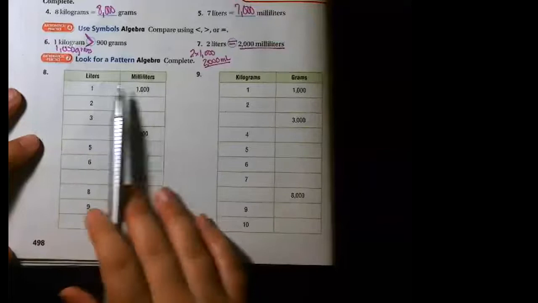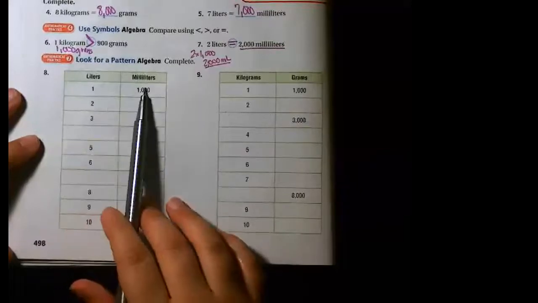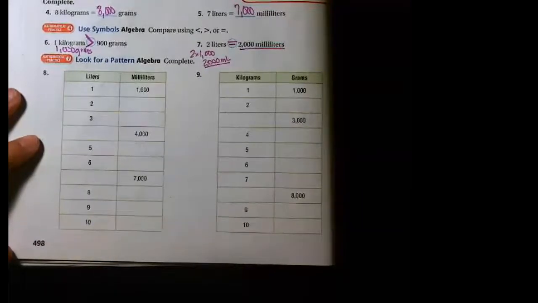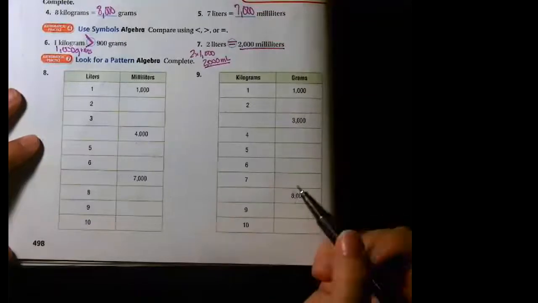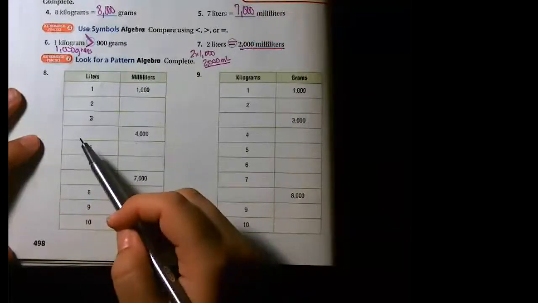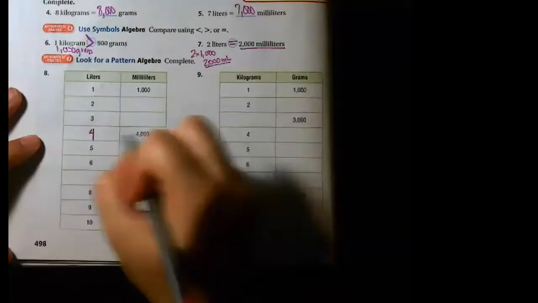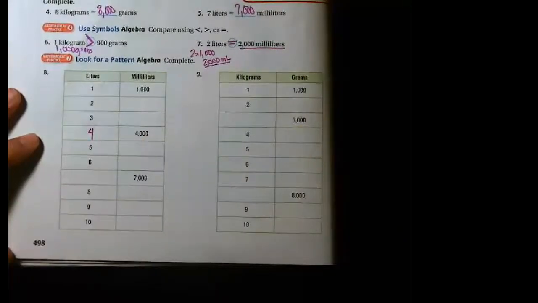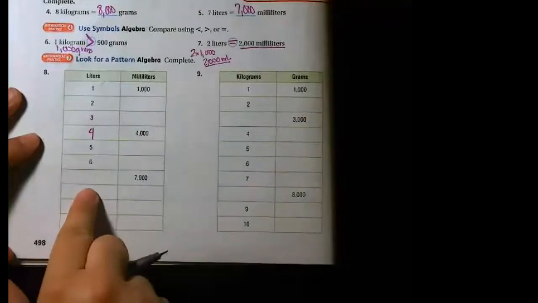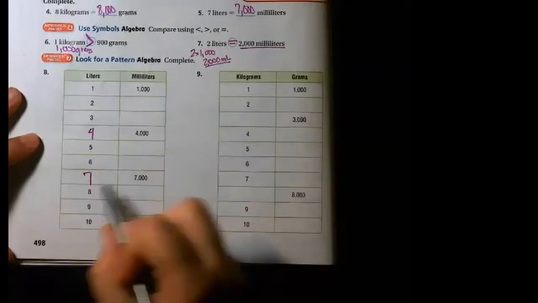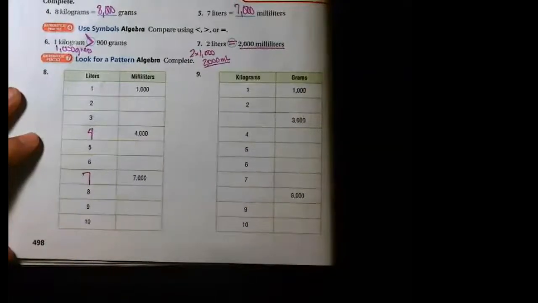Remember that 1 liter is equal to 1,000 milliliters, so we would be multiplying by 1,000 here. So what should I put in this first spot here? Great, 4. We would have to multiply 4 times 1,000 to get that 4,000. And what about down here? Good, 7. Same thing. 7 times 1,000 would make that 7,000.